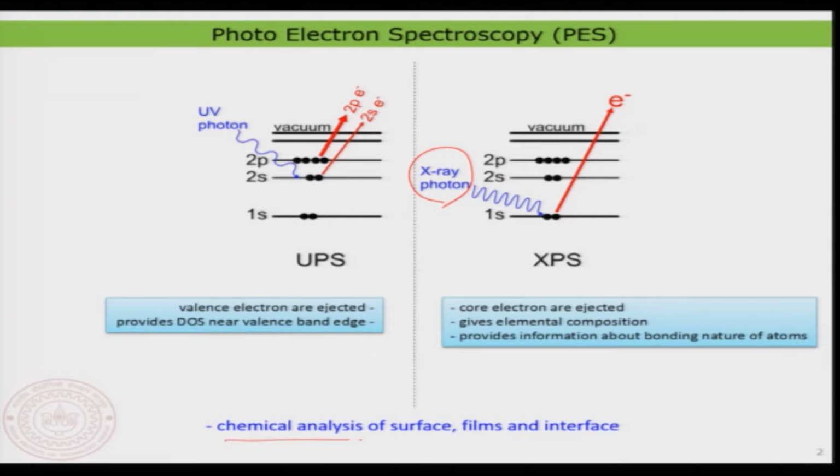As I told you, this spectroscopy is something with which we can do a chemical analysis of the surface, films, interface material, whatever you are investigating. The important thing is that the core levels are quite sensitive to the chemical environment of a given element. If you are looking at the core level binding energy of a given element, that is quite strongly dependent on the chemical environment of this molecule. So, that means we can formally understand the oxidation state of the element itself.